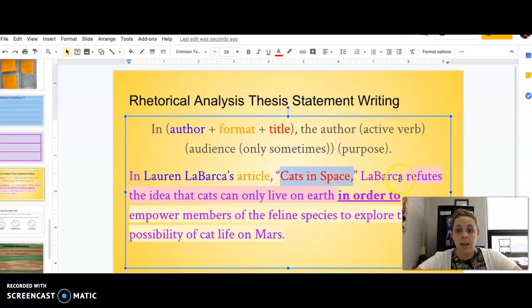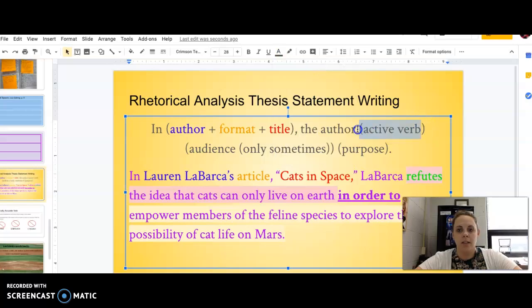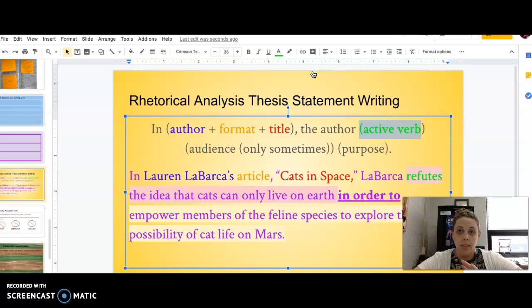I have my author again, and now here's my active verb. I am showing that I understand, sorry, that green is as intense. I understand what the author is doing. She is refuting, okay? And this is what's going to be, you are going to get to your topic next.